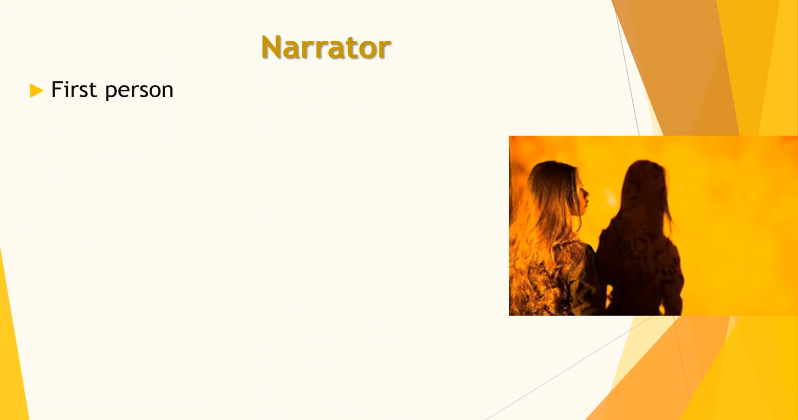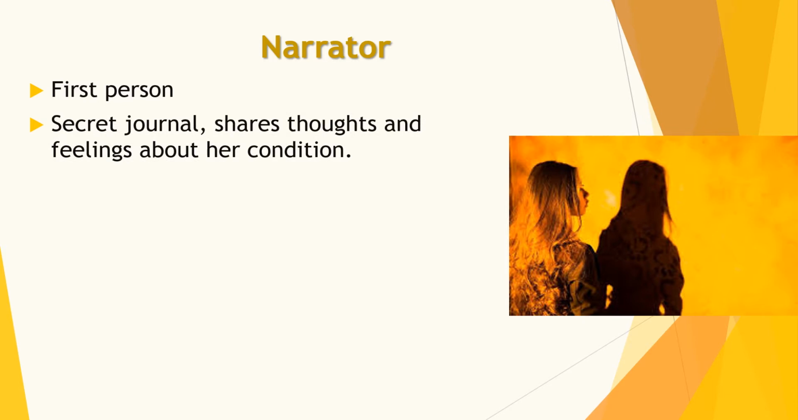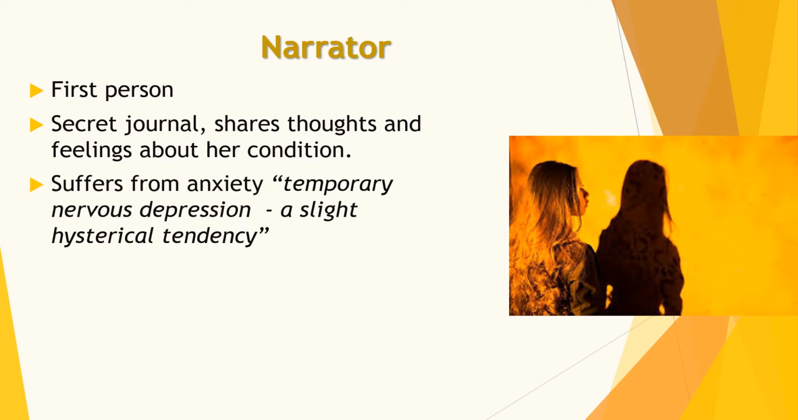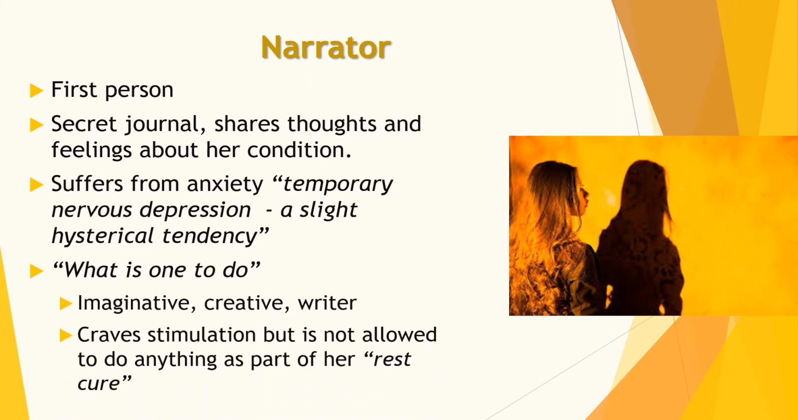Our narrator is a first-person narrator. She has a secret journal in which she shares her thoughts and her feelings about her condition. She suffers from anxiety. It is described as a temporary nervous depression or a slight hysterical tendency. We, of course, now know that it was probably postnatal depression. And she often asks, what is one to do, because she is feeling so bored, because she's an imaginative, creative writer and she craves the stimulation, but is not allowed to do anything as part of her rest cure.